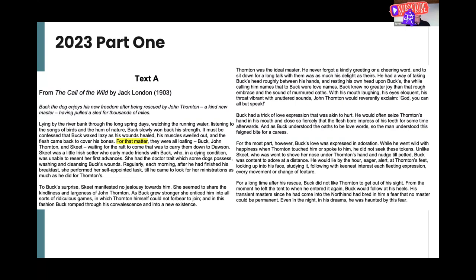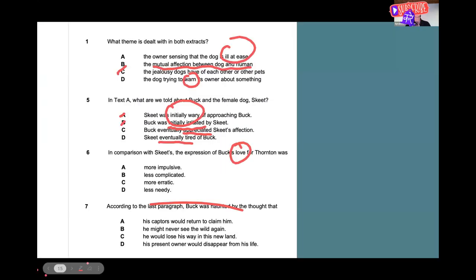Okay, so from that extract, we see the details, but also the implied meaning of this is that Skeet's love is more in your face. It is assertive, as opposed to Buck's love, which is more passive and watching from a distance. So we can cross off more impulsive because it's quite the opposite, and more erratic because again, it's quite the opposite. Buck is observing from a distance. So it narrows down our answers between B, less complicated, and D, less needy.